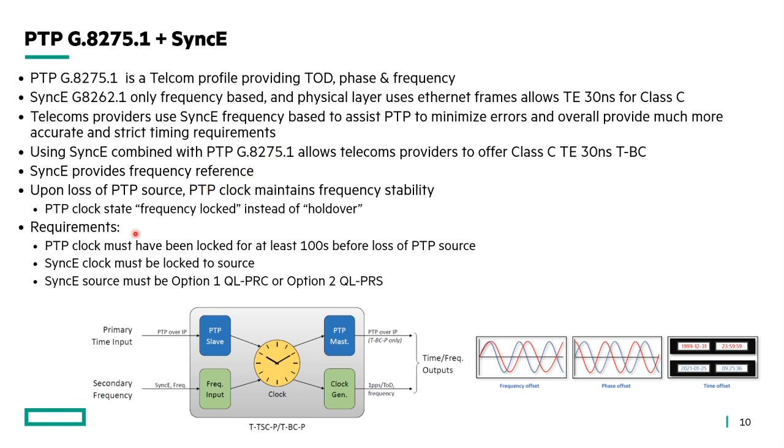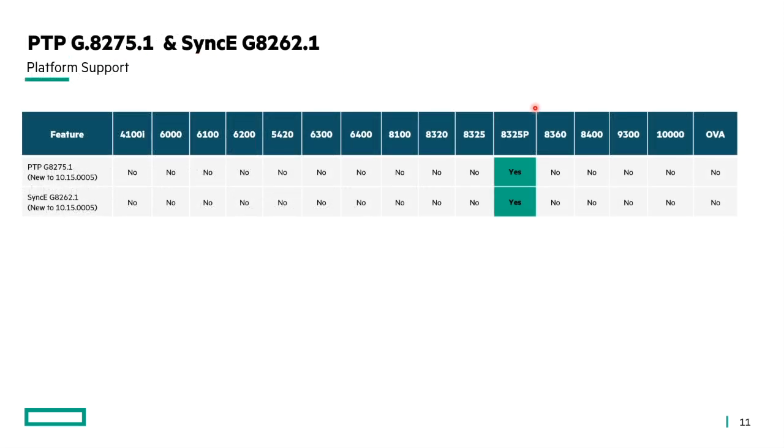There are some requirements to start things off. First, we have to have a PTP clock that is locked for at least 100 seconds before a PTP source is lost, so that will happen at initialization. The SyncE clock must also be locked to a source, so that has to be done earlier. So that's all running now. And finally, the SyncE source must be either option 1 QL-PRC, which we mentioned earlier, or option 2 QL-PRS. 8275.1 and SyncE are supported in our 8325P platform.